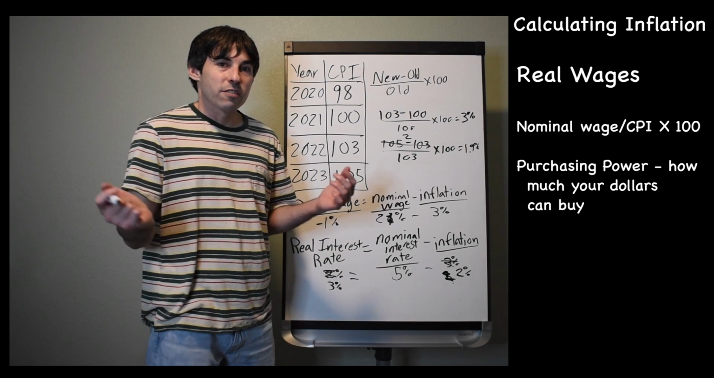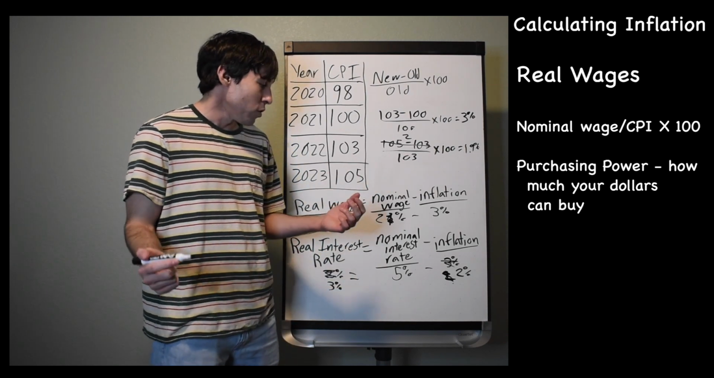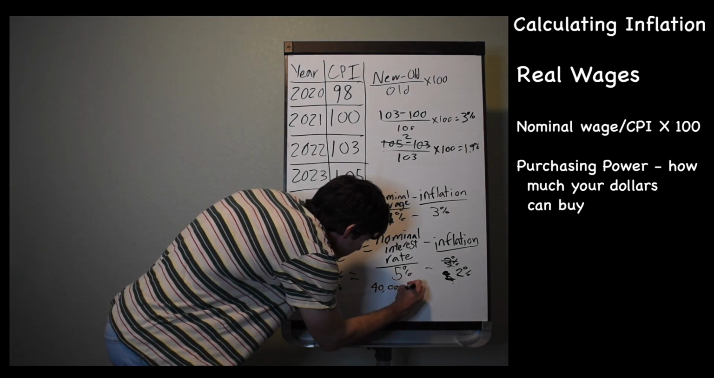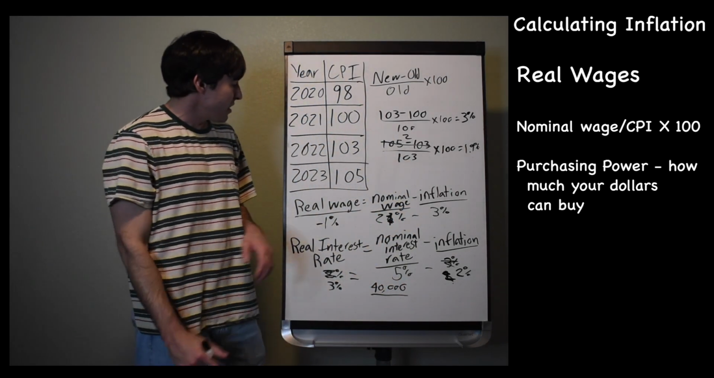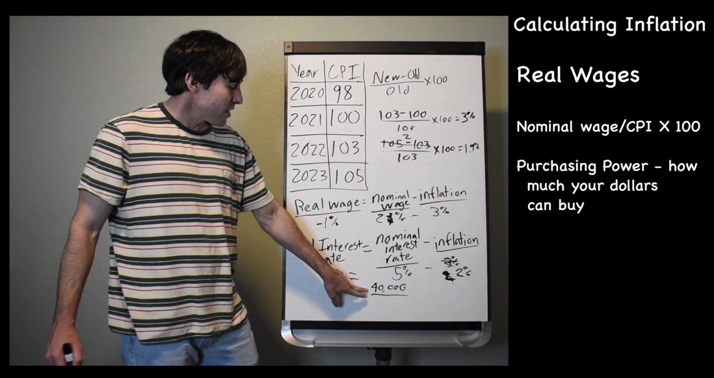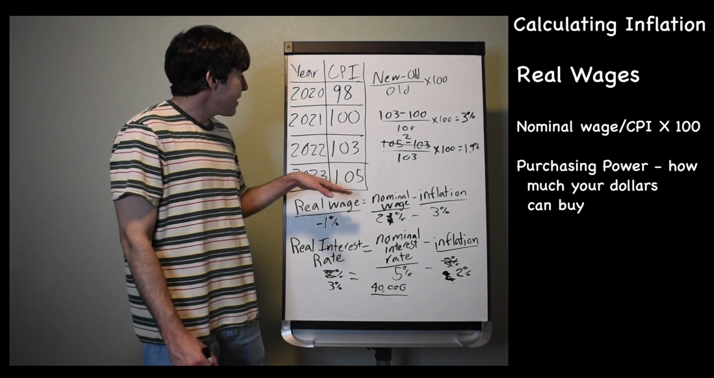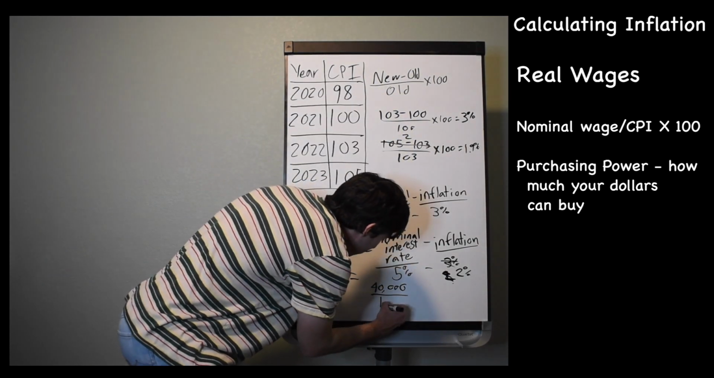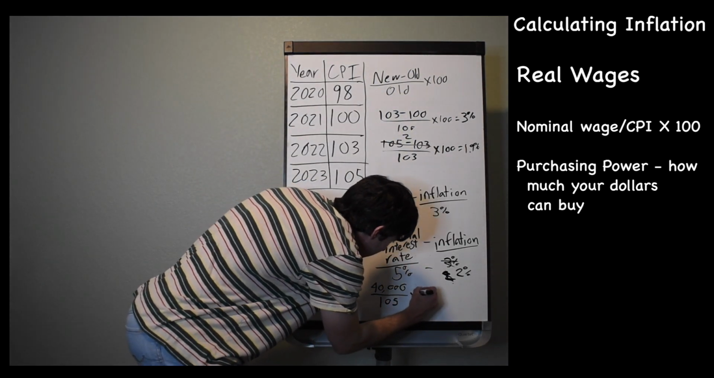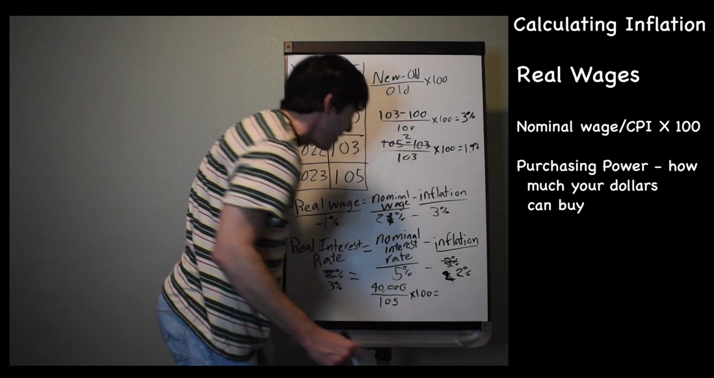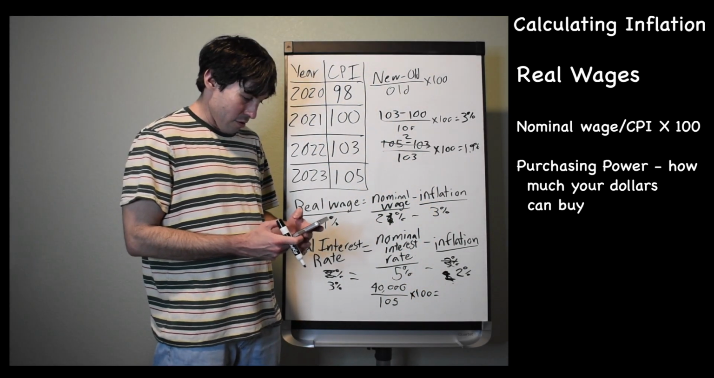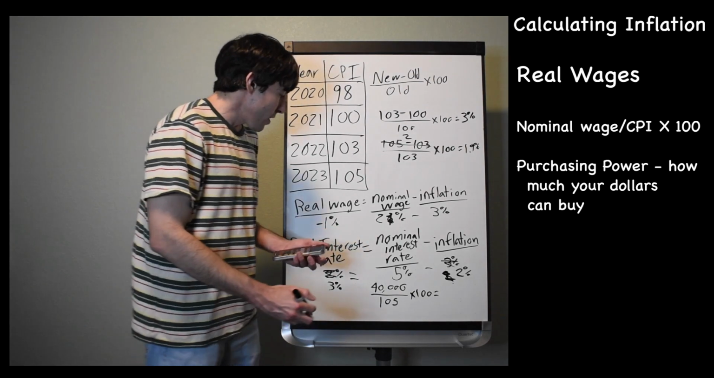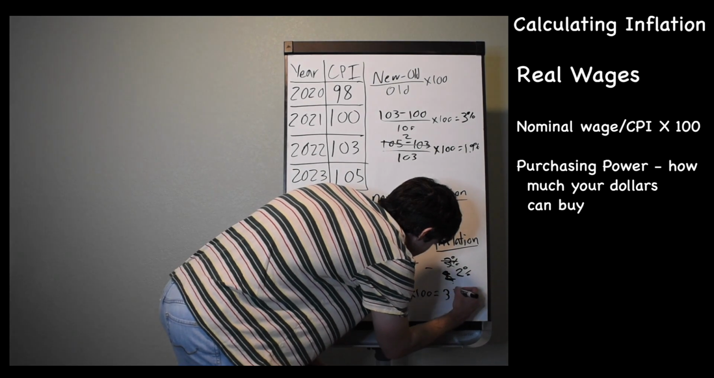We can also find our real wage by taking our nominal wage. Let's say that I've got a $40,000 salary this year, and I can divide that by the price level. So let's say in 2023, my salary is $40,000. I can figure out what that would buy in 2021 if I divide by the price index of 105 and then multiply by 100. All right, so that would be 40,000 divided by 105 times 100. And what that would come out to is, I'm going to round it to $38,000.